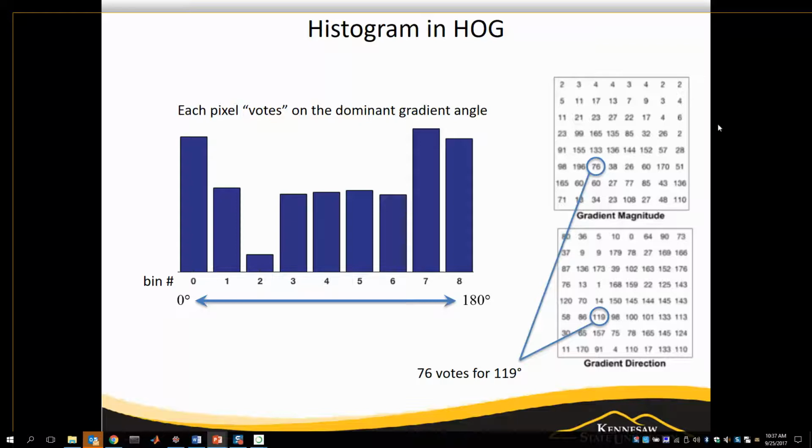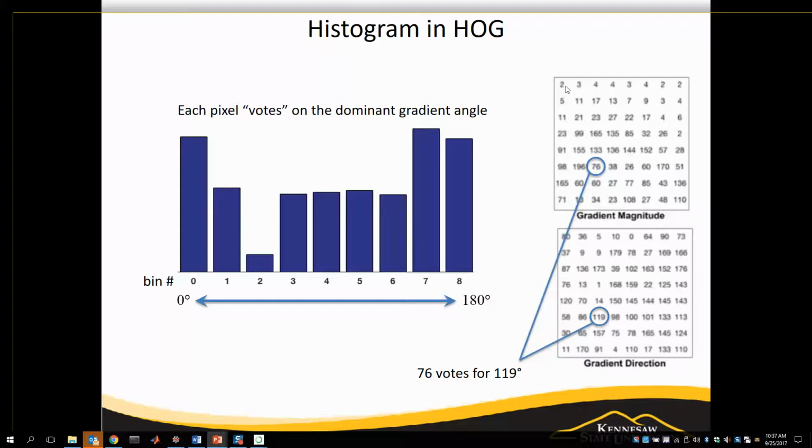So for example, this pixel right here votes for 119 degrees, and he gets 76 votes because it was 76 strong. So the stronger the gradient is for a pixel, the more votes it gets. This pixel right here is going to vote for 80 degrees, but it only gets two little bitty votes. It's kind of like the electoral system, the electoral college. That's Rhode Island right there.